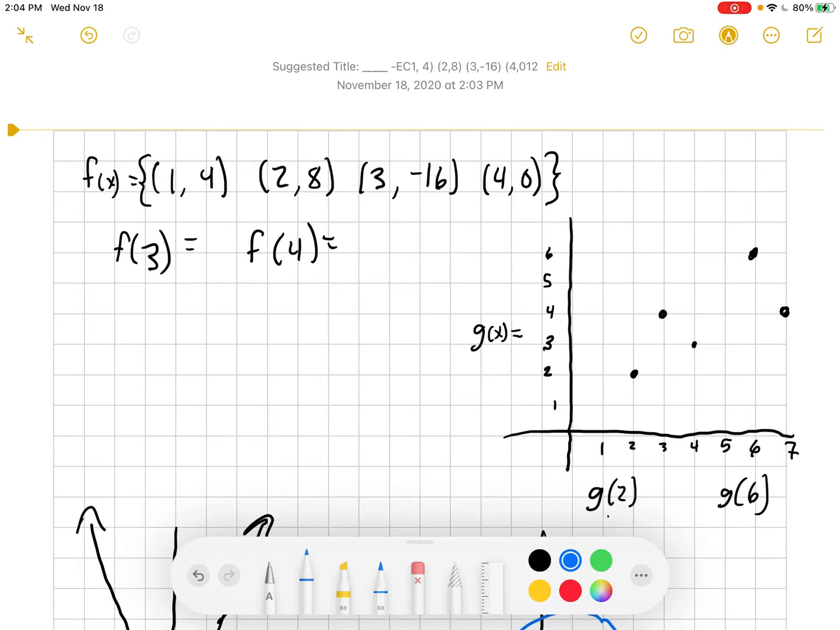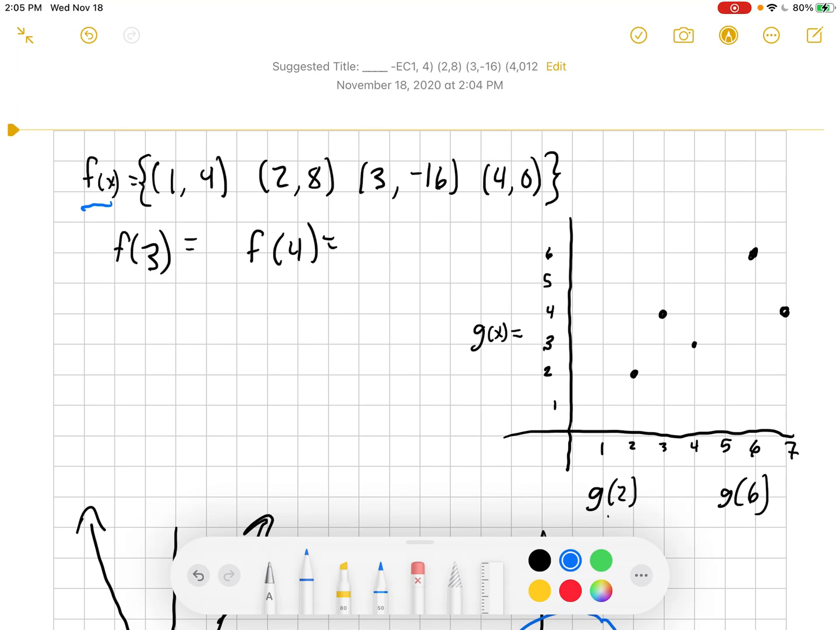So yesterday we talked about doing kind of the algebraic version of function notation. Today we're going to talk about the more graphical, visual aspects of function notation. So here we have our function f of x, and you'll notice it's the points (1, 4), (2, 8), (3, -16), and (4, 0).